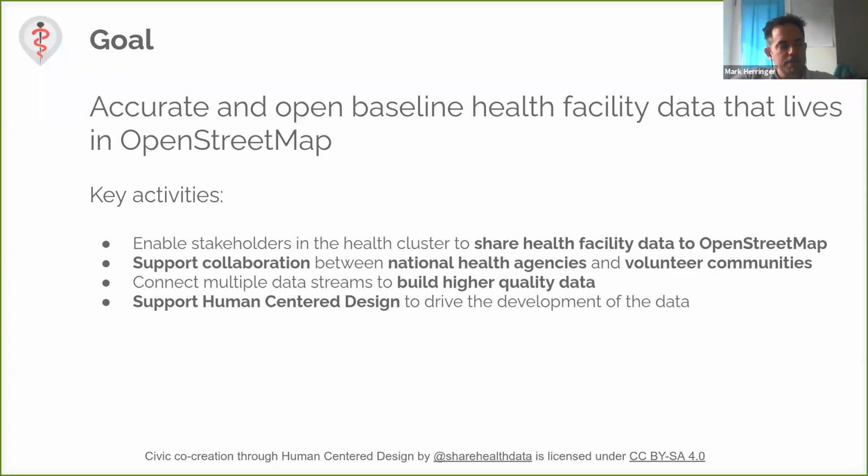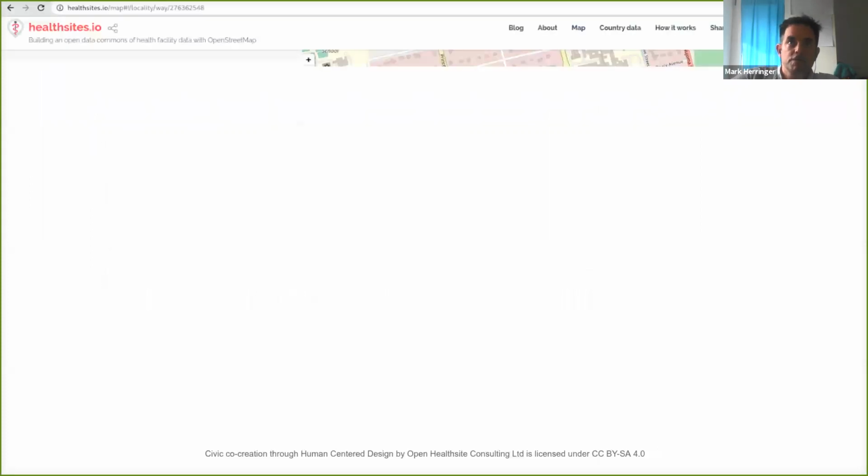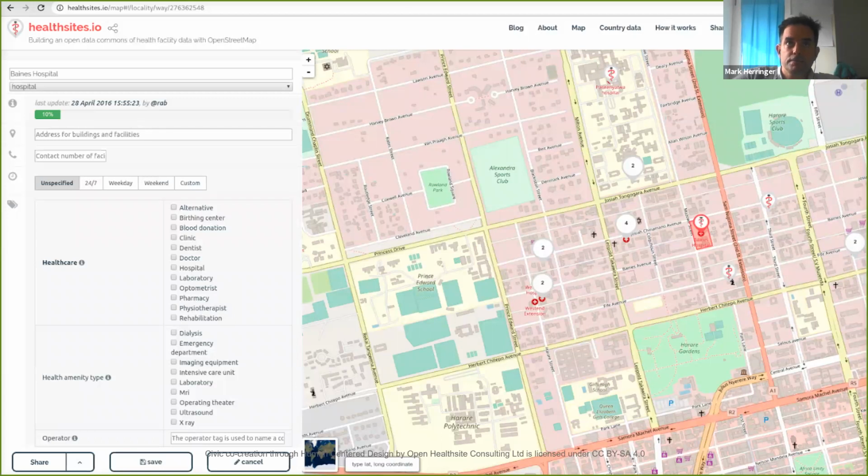So I'm hoping that I'm going to be able to show you that methodology today in a way which you can start writing down on Post-it notes. So essentially, this is the end product that we've achieved, and this is how we improve baseline health facility data to OpenStreetMap. We use OpenStreetMap as the data store. So when someone opens up a health facility on Health Sites and logs in with their OpenStreetMap account, they're able to take advantage of the tagging structure of OpenStreetMap to build a baseline of health facility data.